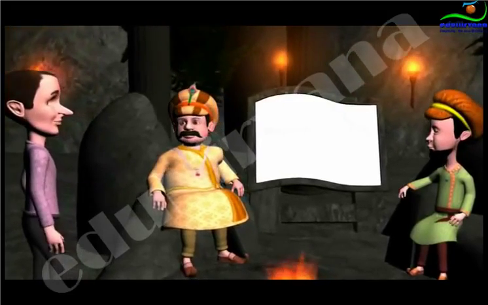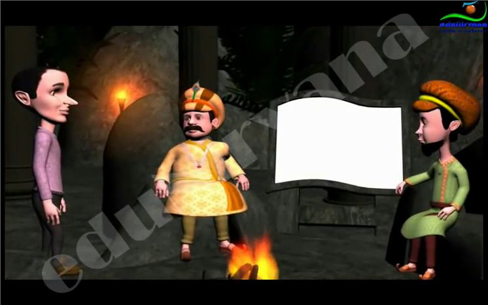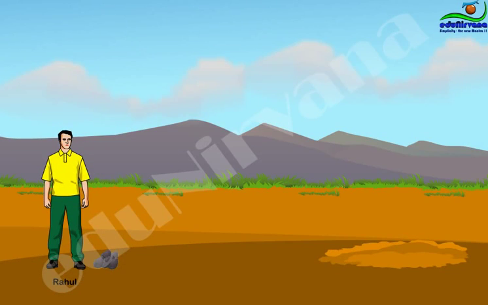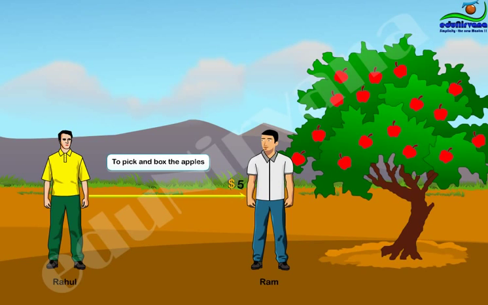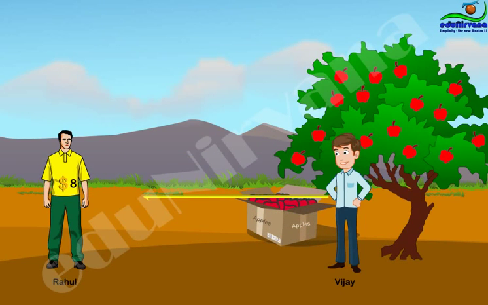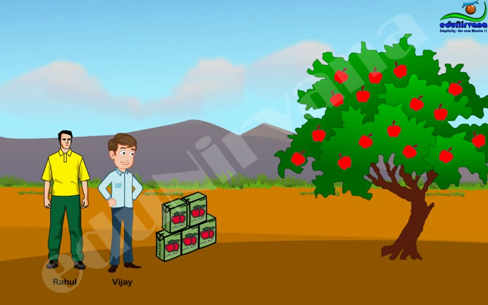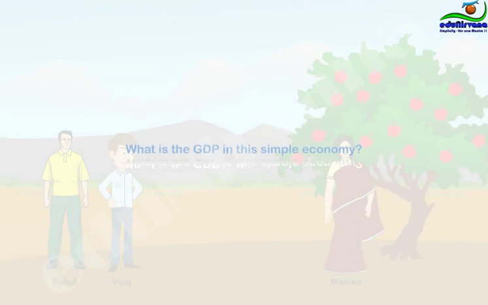For sure. Consider a simple economy in which one good is produced and sold. Rahul finds an apple seed and plants it. In some years, an apple tree appears. Rahul pays Ram $5 in wages to pick and box the apples. Next, Rahul sells the apples to Vijay for $8. Vijay turns the apples into apple juice and sells the apple juice to Monica for $10. Monica consumes the juice. What is the GDP in this simple economy?